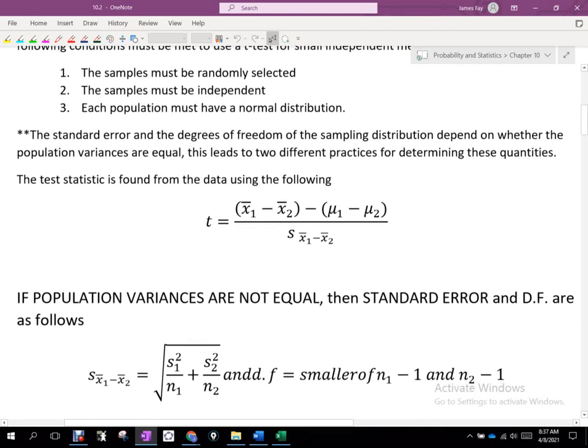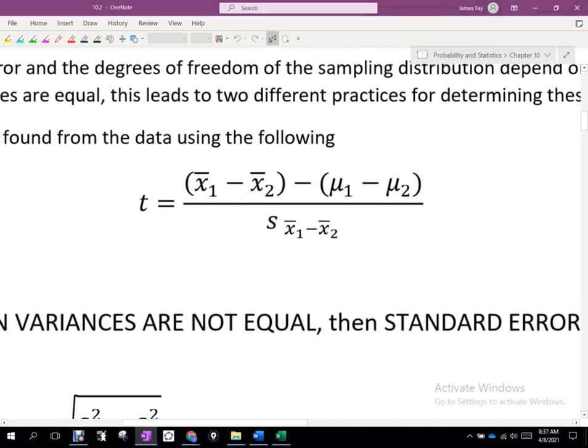The test statistic is found from the data as follows. This is exactly the same structure as before. x bar 1 minus x bar 2 is your observed difference of means: the mean of one sample minus the mean of your second sample. This is the hypothesized difference of the population means, and we know that's going to be 0. You take your observed minus your expected and divide it by your standard error, and that standardizes our data and gives us our t-score.